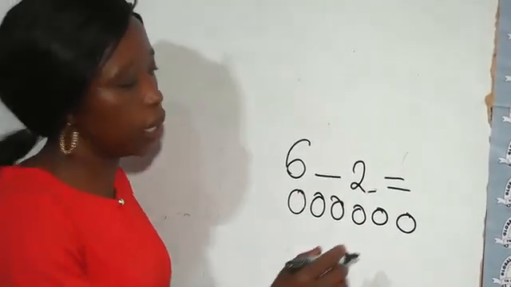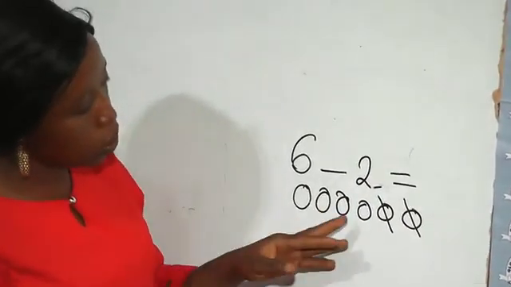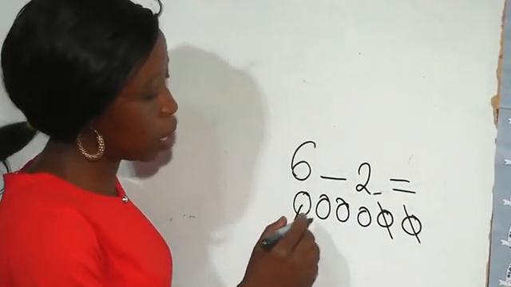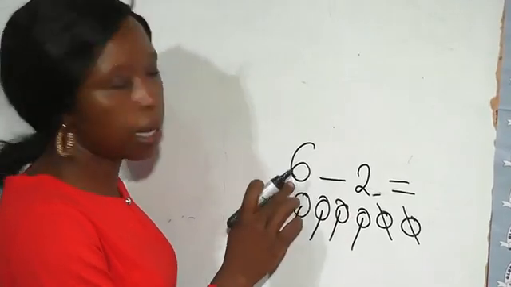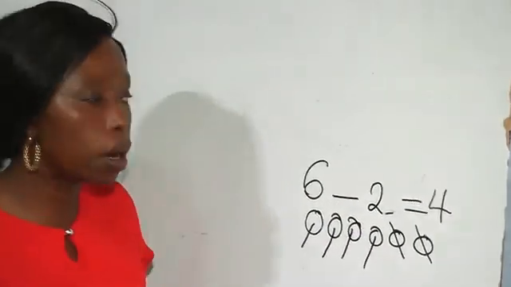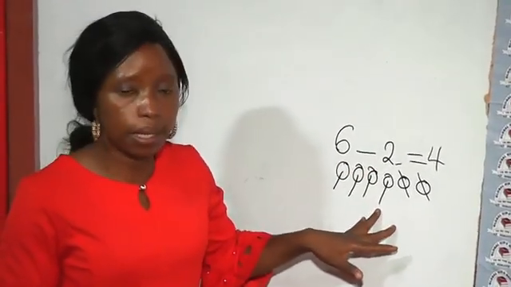Now, you do it this way. 1, 2. Now, you count your answer. What are you left with? You count it this way. 1, 2, 3, and 4. Now, 6 minus 2 will give us what? 4. This is the normal subtraction you are all familiar with, isn't it?